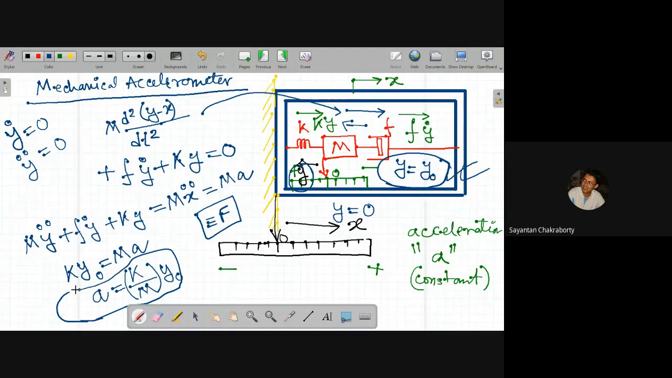So what we have done here is obtain the dynamic model of the system. Not only that, we have found out how the system will respond at equilibrium conditions, or when it reaches a steady state. That will give you the desired result, that is the acceleration value. Okay, understood?